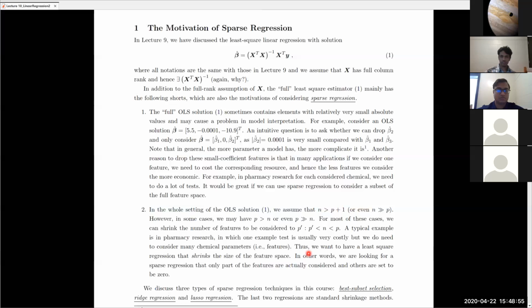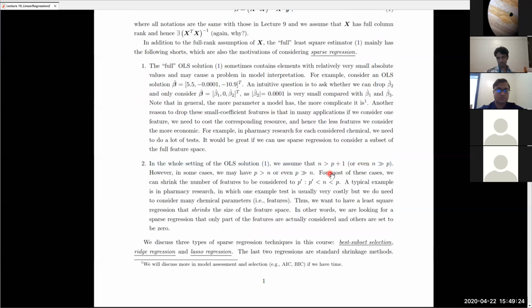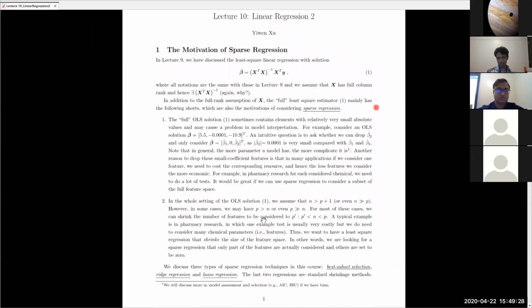What should you do? This is also something about sparse matrices. It's a sparse regression, and this is called the shrinkage technique, or let's say the shrinkage model. I want to have a least square regression that shrinks the size of the feature space. For this part, mostly in lecture 11, we're going to discuss the lasso and the ridge regression. And so in this class, we're going to discuss the 3 types of this kind of sparse regression.